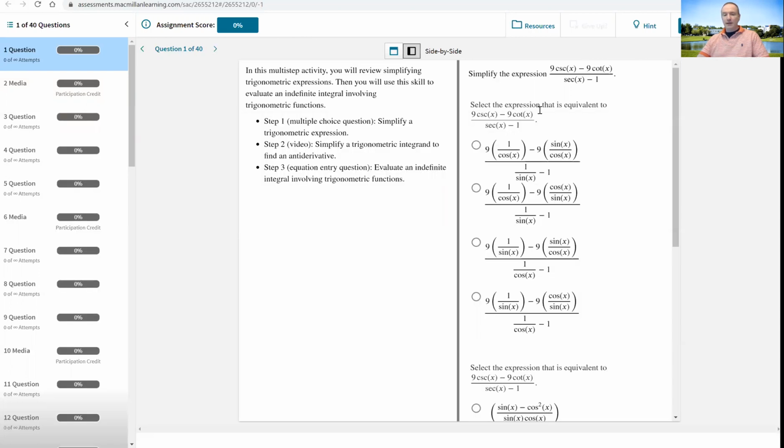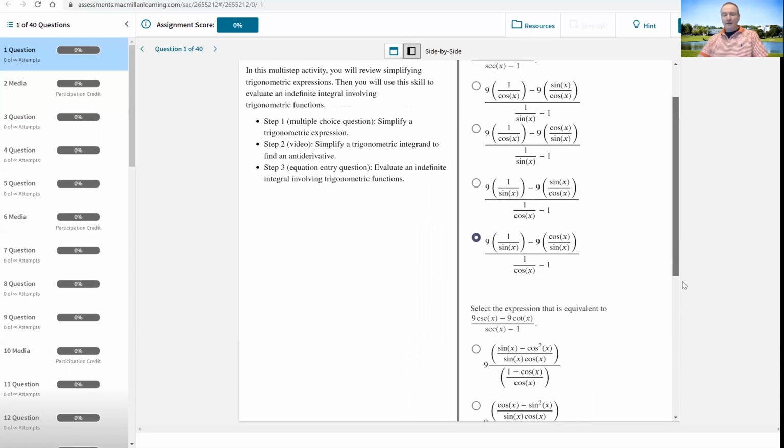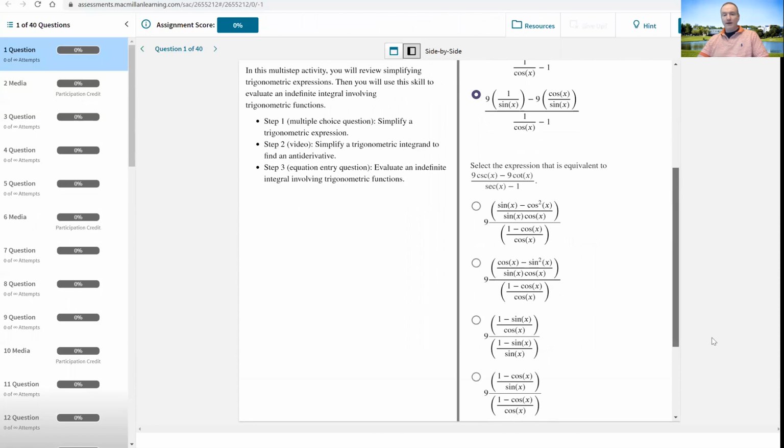Now, that's going to match their first answer that they want us to do. It says, select the expression equivalent to this. And so we have our very last one, 9 times 1 over the sine of x minus 9 times cosine over sine divided by 1 over cosine minus 1. Has to be that one. Okay, now I'll move on down. And then it's asking us to further simplify this expression.